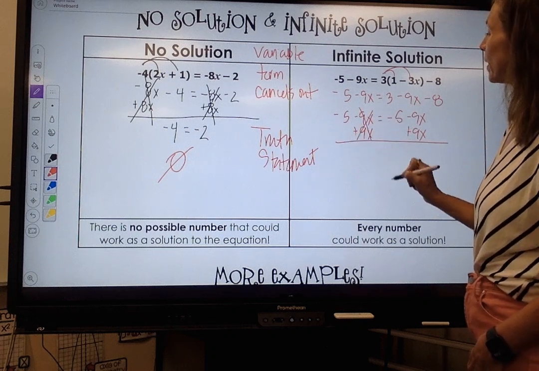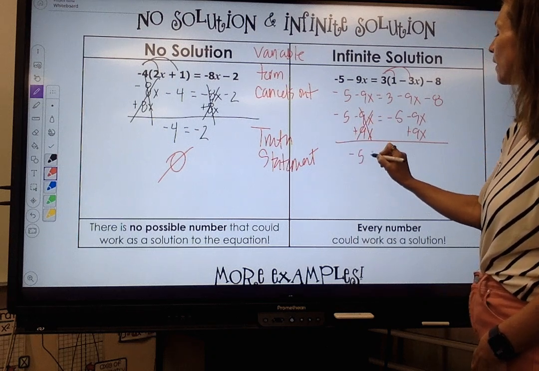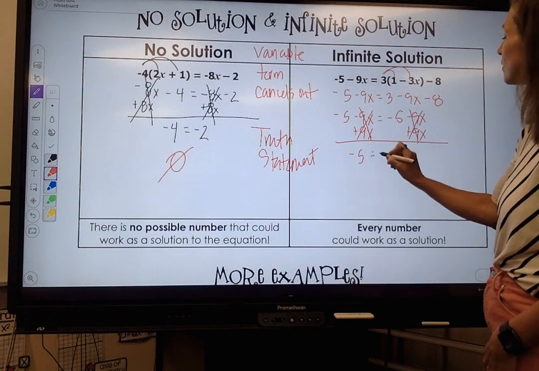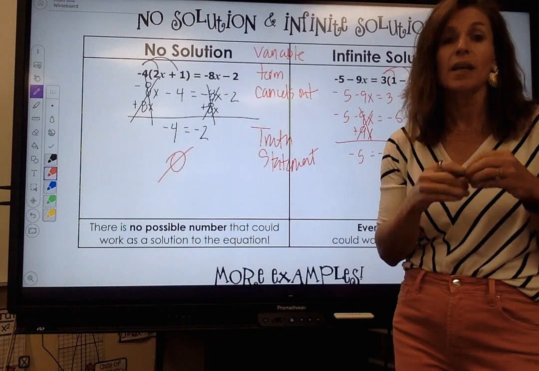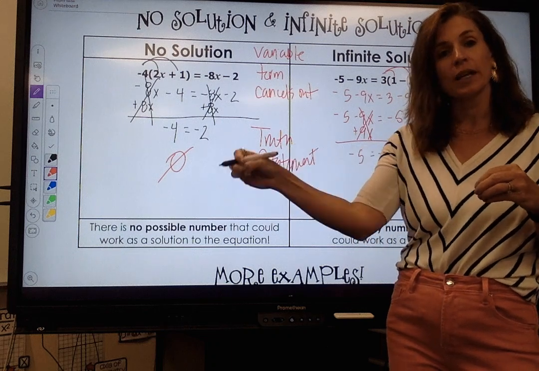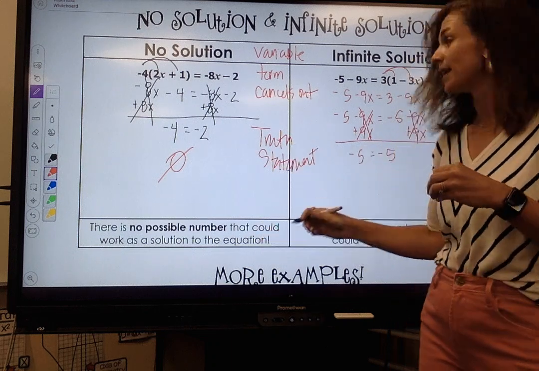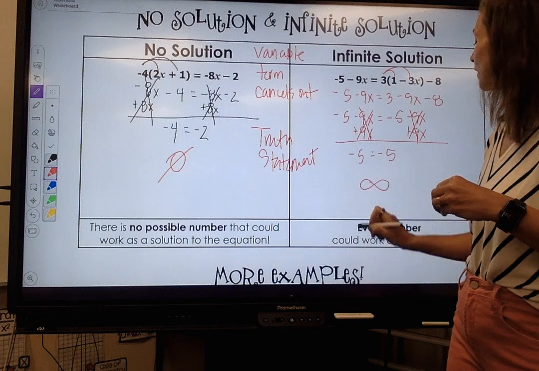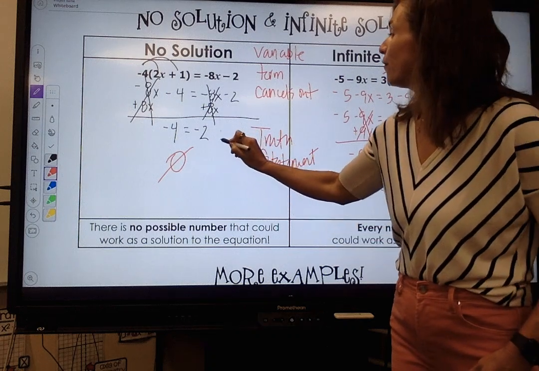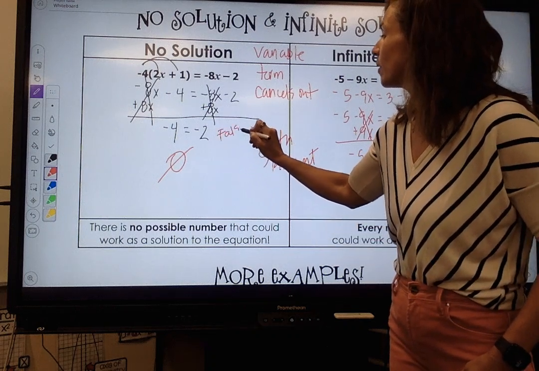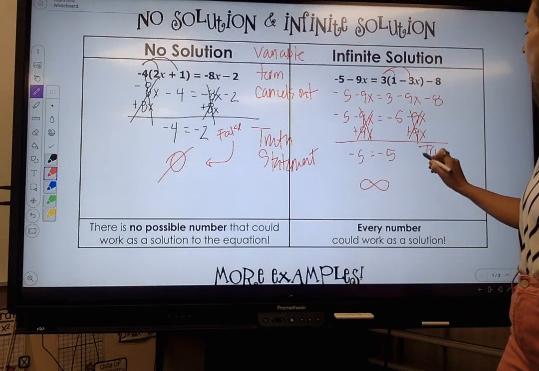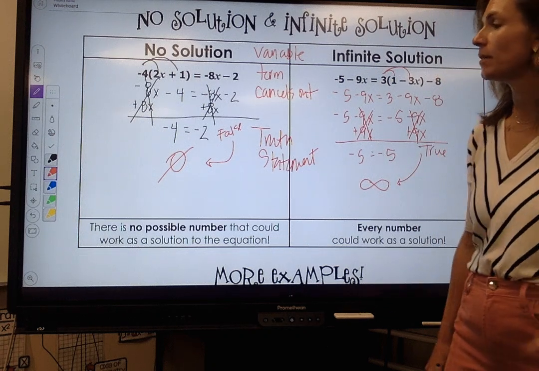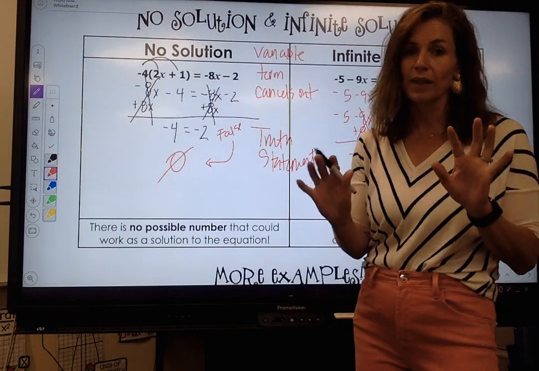My variable term cancels out. I'm left with negative 5. My variable term cancels out. I'm left with negative 5. Now let's look at the truth statement. Does negative 5 equal negative 5? Yes, it does. Therefore, it's infinitely many solutions. So when it's a false statement, you have no solution. When it's a true statement, you have infinitely many solutions. Okay, so that's what that means.